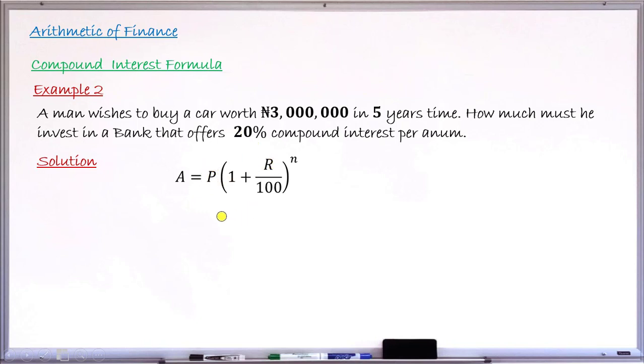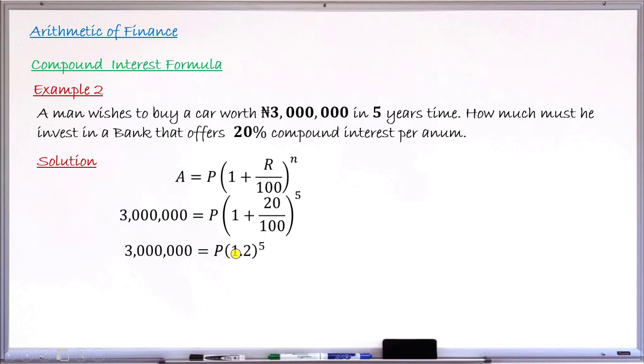Let me substitute there. So you now have 3 million equals P, which we want to find, times the bracket, inside the bracket is 1 plus 20 over 100. 20 is your R. Then close the bracket, raised to the power of 5. 5 is your N, that is the number of years. So dividing 20 by 100 gives you 0.2, and that 0.2 plus 1 gives you 1.2.